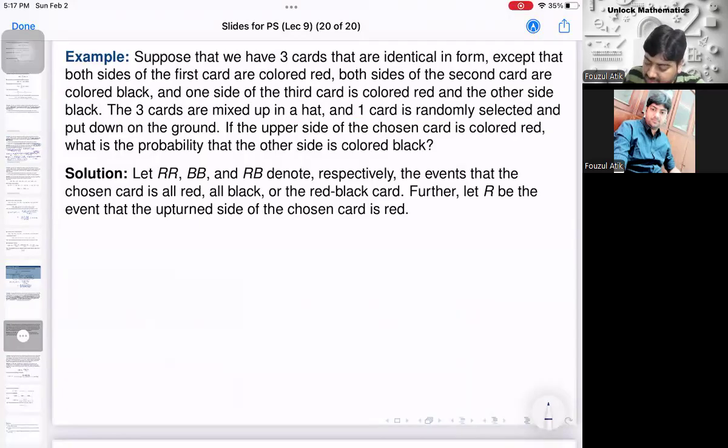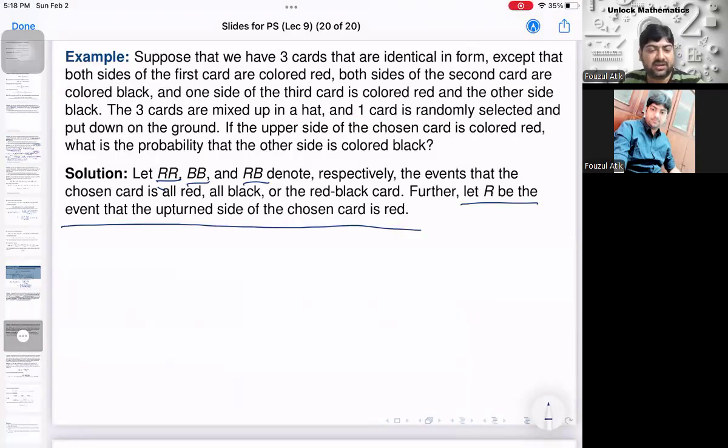So this is the card that is red on both sides. This is the event that the chosen card is red on both sides. This is the event that both sides are black. And this is the mixed card, where one side is red and one side is black. And further, let R be the event that the upturned side of the chosen card is red.